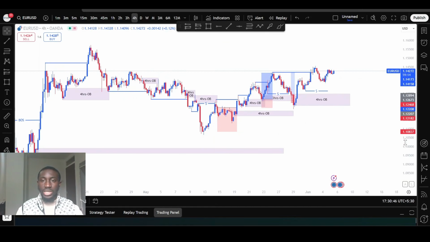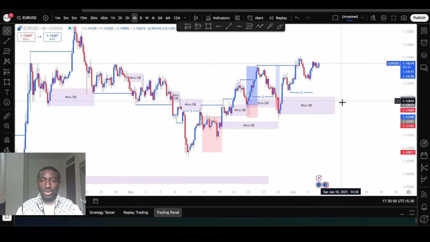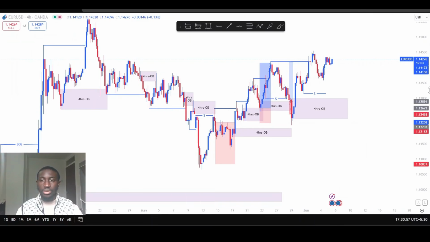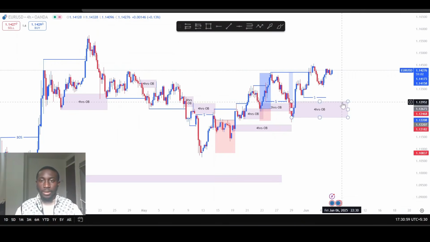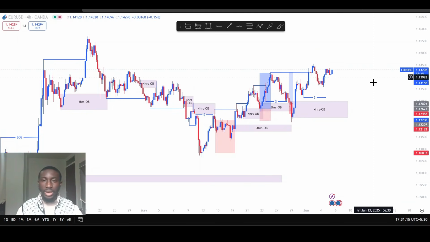For EURUSD, I'm still looking for buy, so I'm waiting for price to get to this area before I swing my buys, because there is a break from here, but this break of structure is not really too confirmed. These are liquidity because there's an internal break of structure from here. So here is a low, so there's liquidity here, and here is more like inducement. So I'm waiting for price to get to this area first before I can swing the buy again.